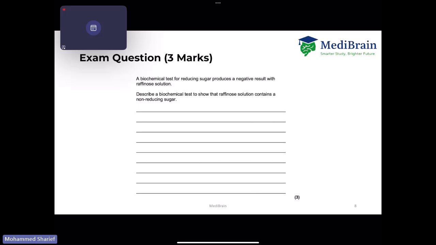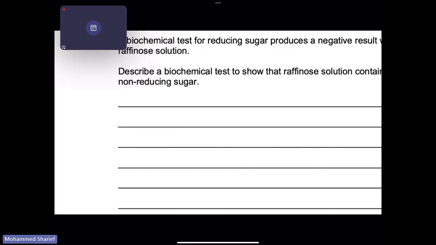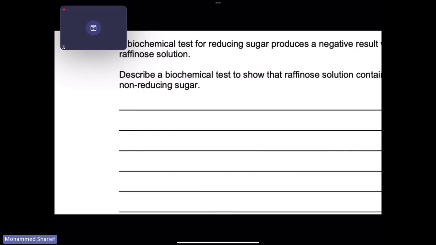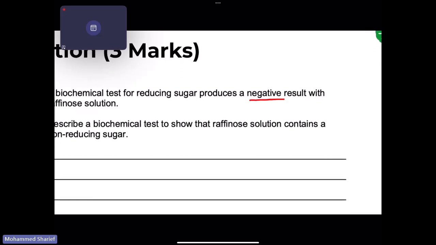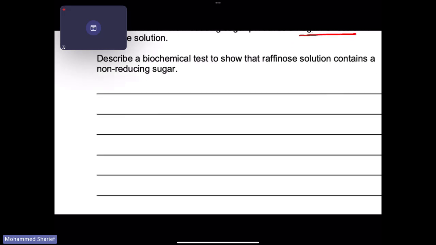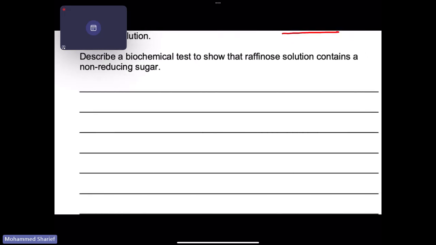Okay, so a biochemical test for reducing sugar produces a negative result with raffinose solution. Describe a biochemical test to show that raffinose solution contains a non-reducing sugar. So we've actually already done the first stage. We've obtained a negative result for reducing sugar, and that's helpful because we don't need to include that in our answer.